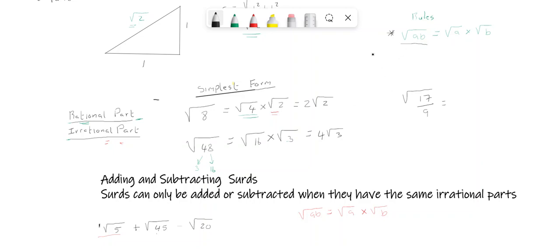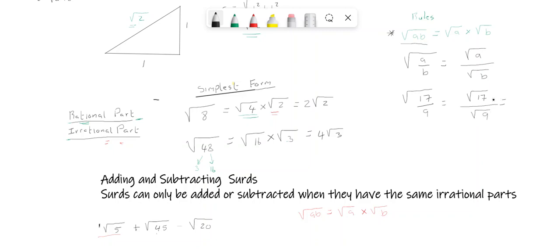So the next one then is the division. If we have something like this and we want to write this in simple form, we have this rule here: the square root of a divided by b is equal to the square root of the top part, which is a, divided by the square root of the bottom part, which is b. So if we take this one here and simplify it, it's going to be the square root of 17 divided by the square root of 9.